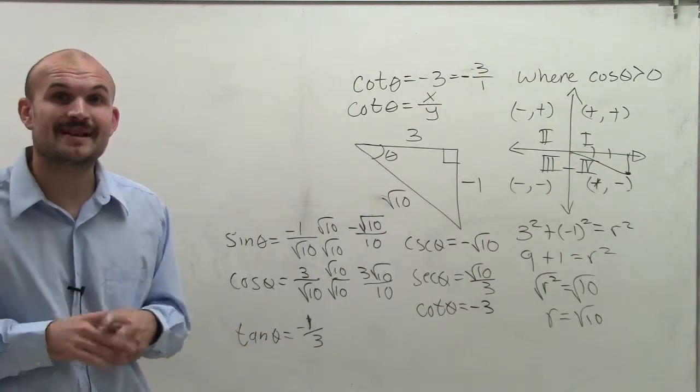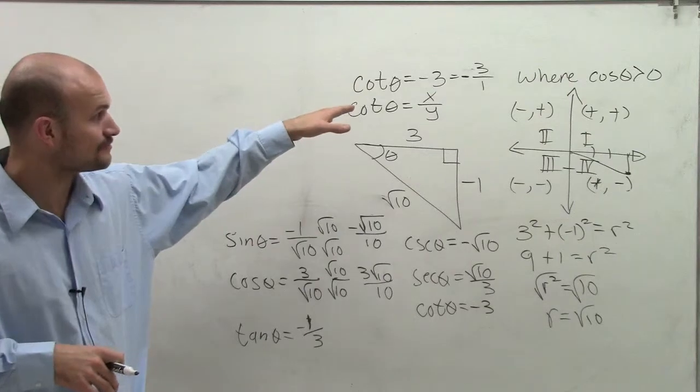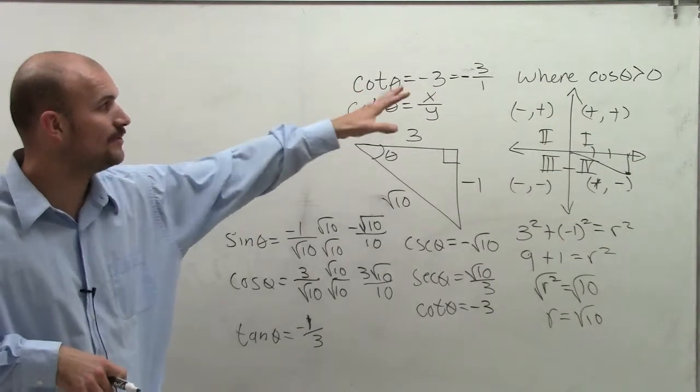So there you go, ladies and gentlemen. That's how you evaluate your 6 trigonometric functions given one value and a constraint.